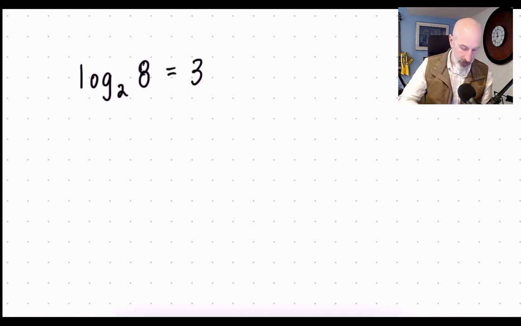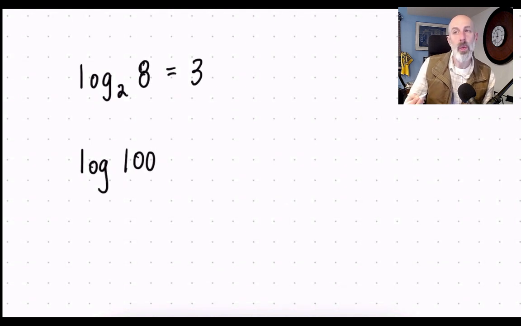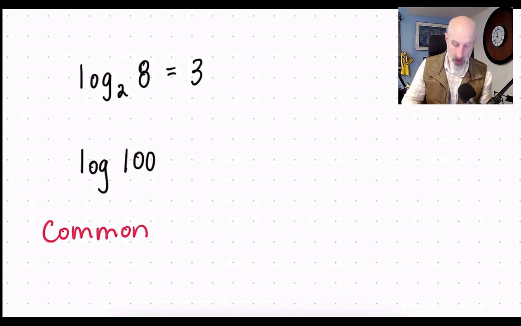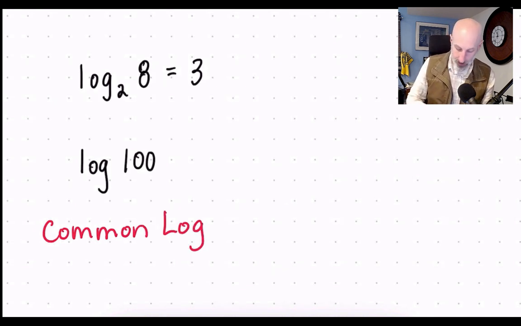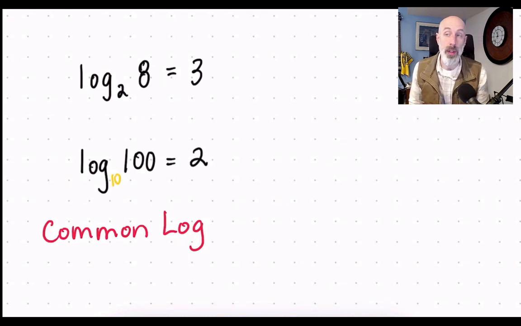If, however, you ever see log of 100, what that means is something that we'll call the common log, or the common logarithm. And the implied base is going to be a 10. So really, what power of 10 gives me 100? That's going to have to be 2. Okay, so that's one of them.